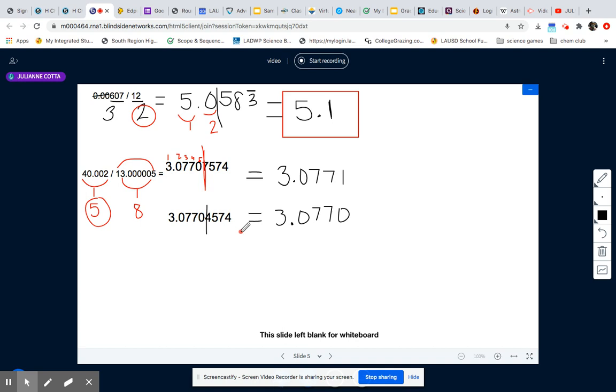Okay. All right, so that's it for calculating with significant digits. One last video I'll calculate next with scientific notation.